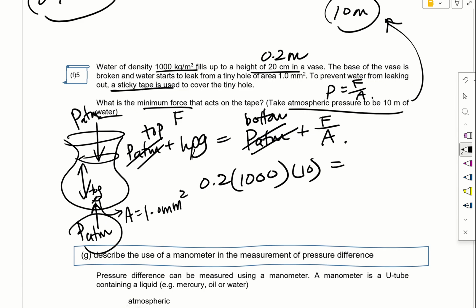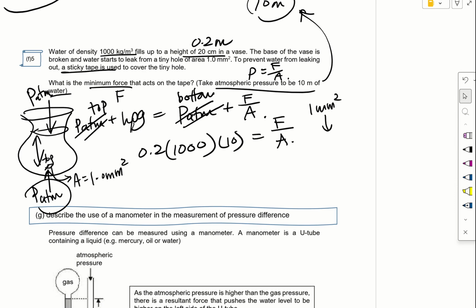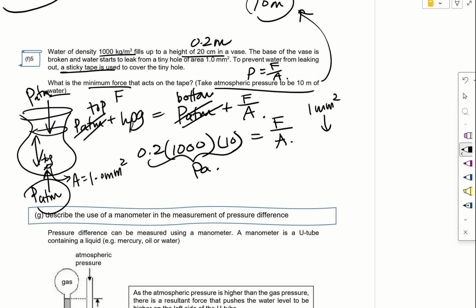It will be equal to force over area. The area is 1 mm square, and I need to convert it to SI unit, because over here everything is already in Pascal, in SI unit. So how much is 1 mm square in meter square? I need to divide by 1000 and divide by 1000. Maybe I do my calculation.